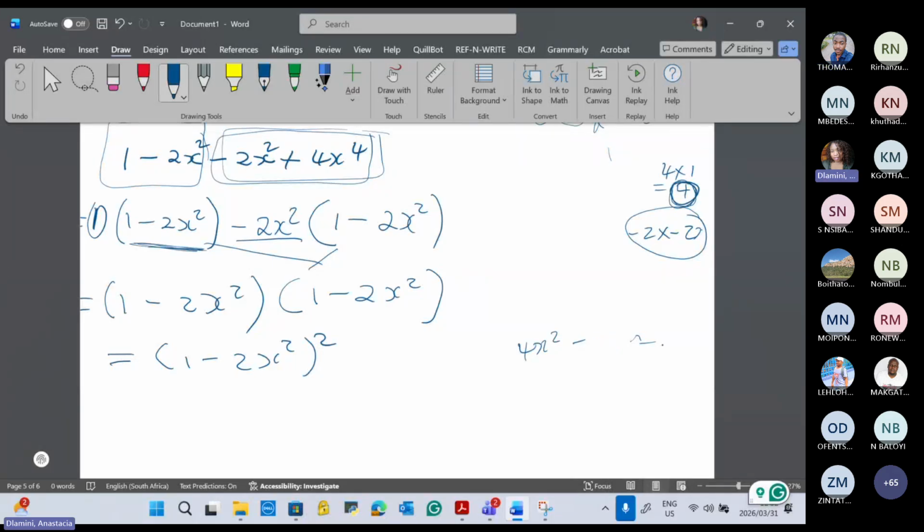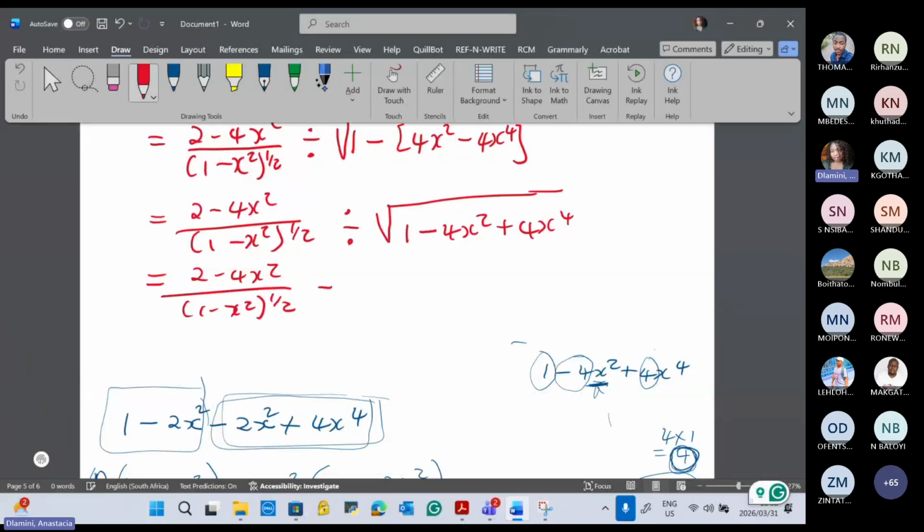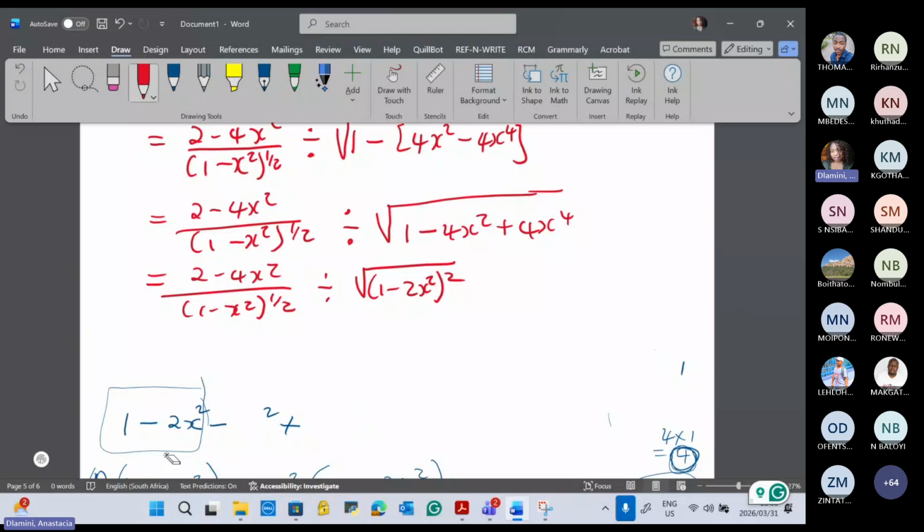Are we all together now? Yes, ma'am. It's now more clear. Thank you. So let's go back. So this is what? (2 minus 4x squared) over (1 minus x squared) to the power of half, divided by the square root of (1 minus 2x squared) squared. So then this equals (2 minus 4x squared) over (1 minus x squared) to the power of half.